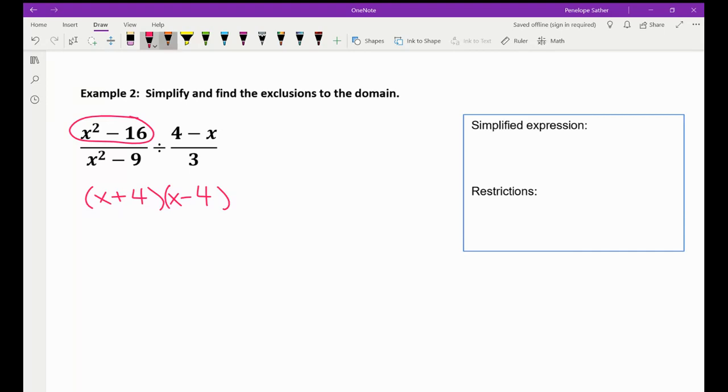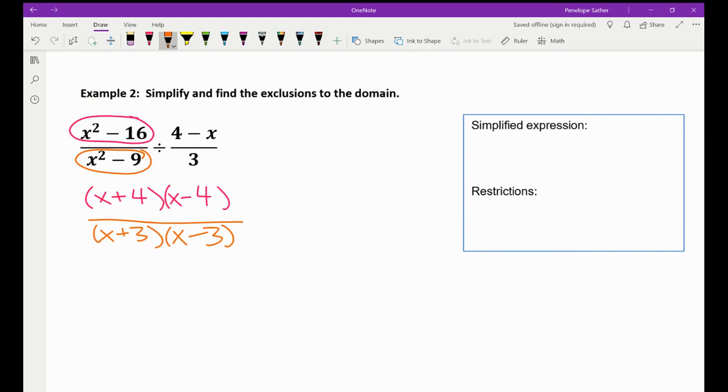The same kind of situation is going to end up happening in our denominator of x squared minus 9, only this time our answers are going to be x plus 3 and x minus 3.